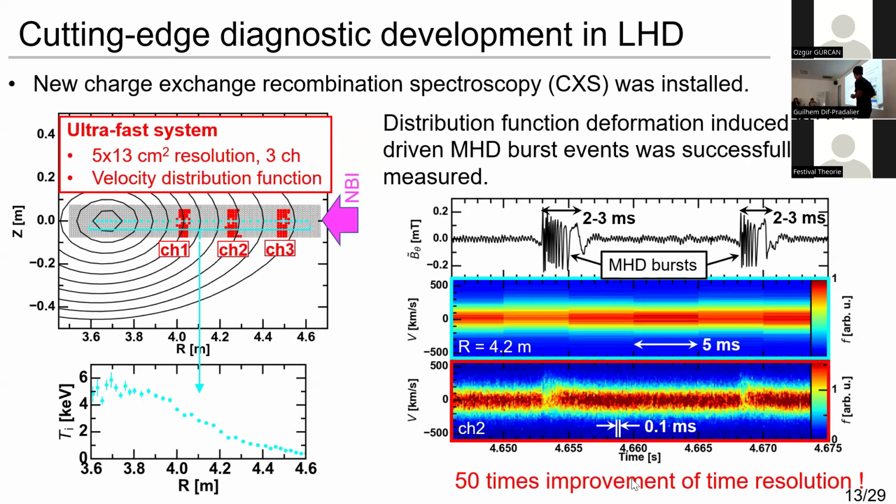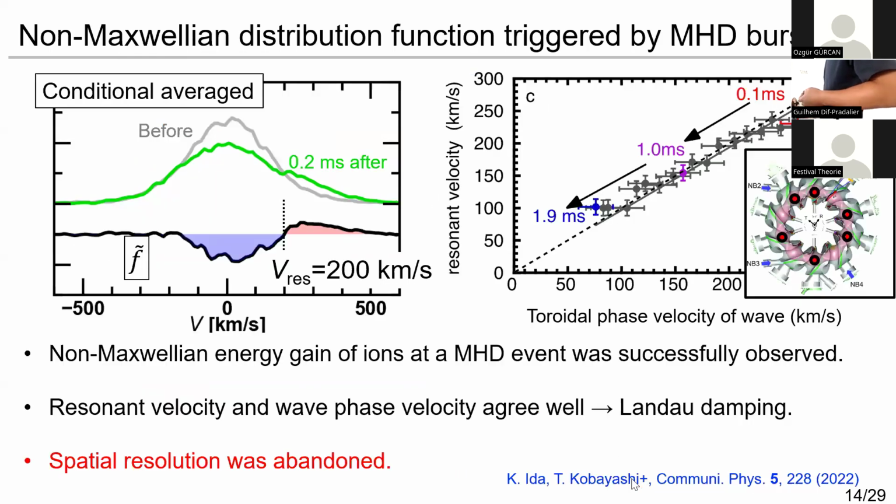What we have done is shown in this slide. To have a high enough signal intensity to shorten the exposure time by 50 times, we integrate the signal from the different channels. That's why we can get this kind of fast measurement. In other words, we abandon the spatial resolution to have a high time resolution due to the trade-off. So this is an example of the trade-off. Still, we can get a very nice result of the wave-particle interaction using this new diagnostic.